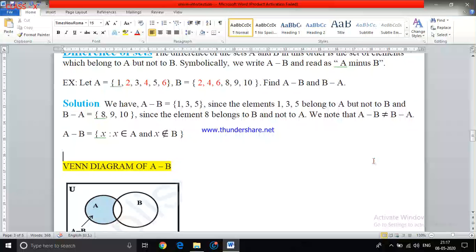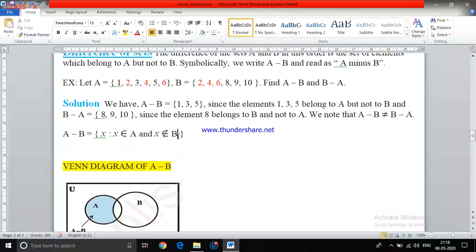Understood? So this is the definition of A minus B. If you want set notation, A minus B equals the set of X such that X is an element of A, and X must not be an element of B. X does not belong to B. So this is the set notation of A minus B.